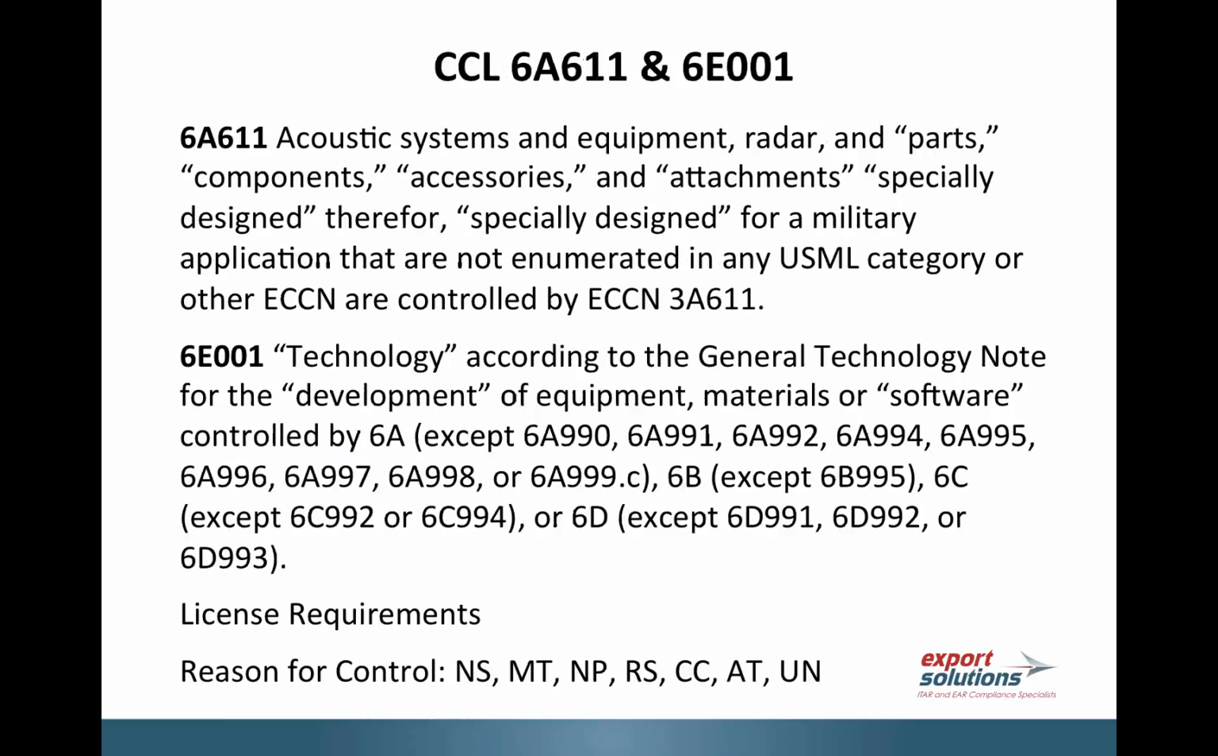And of course, two new CCL ECCNs, 6A611 and 6E001. 6A, of course, being the systems themselves, 6E being the technology. And it's fairly complicated there. I'm just letting you know that the 600 series extends both to the items themselves, systems, etc., and also the technology. And then if you look at the reasons for control, it's national security, missile technology, nuclear proliferation or non-proliferation, I guess in this case regional stability, crime control, anti-terrorism, and any UN sanctions. So that's a pretty strong laundry list.